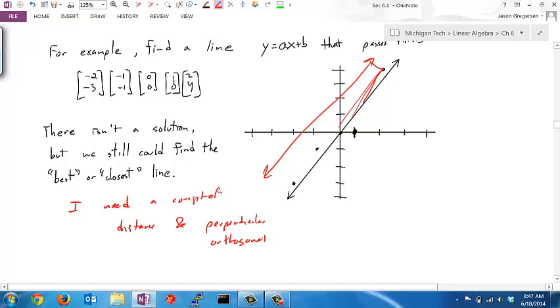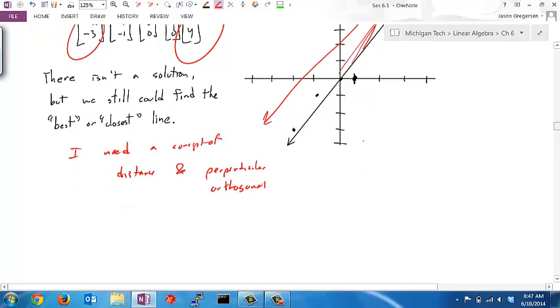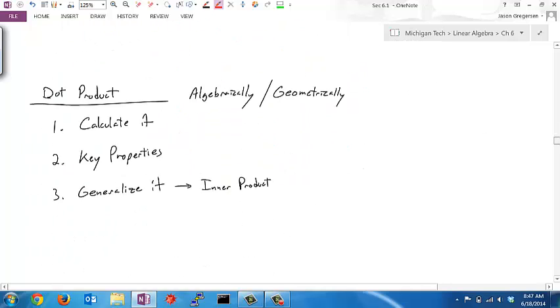Orthogonal. I need to apply this to vectors in general. Right? So I need to say, how long is this vector? What's the distance between this vector and this vector? I need to find out whether those two vectors are perpendicular or not. So how are we going to do that? We're going to do that with a thing called the dot product. We're talking about the dot product.